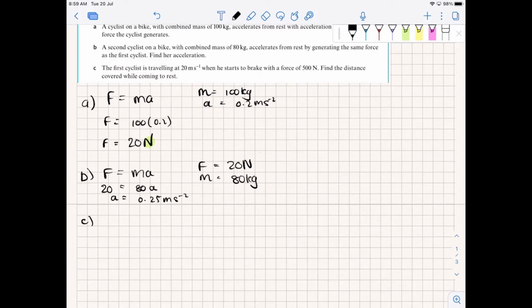The question says the first cyclist is traveling at 20 meters per second. Dominic, is that acceleration or is that velocity that we've been given? That is velocity. Are you sure? This first cyclist is traveling at 20 meters per second. That is velocity.